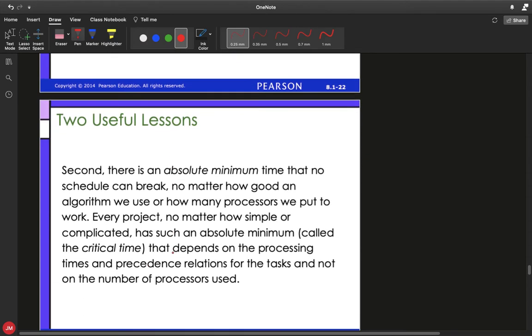The second thing to talk about is that there's going to be an absolute minimum time that no schedule can break no matter how good we are. We're going to call that absolute minimum time the critical time. In other words, this is the amount of time that it would take for the project to finish, and this is the absolute minimum amount of time that we'd have to use. So in the previous example for 8.1, we would say that the critical time was the 11 hours, which was also the optimal time.